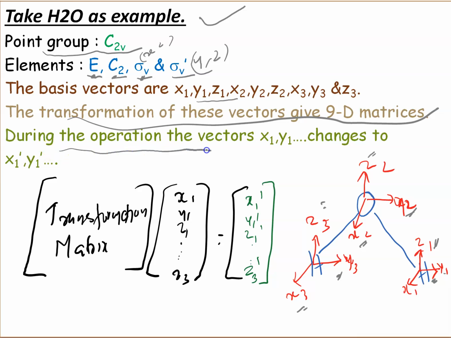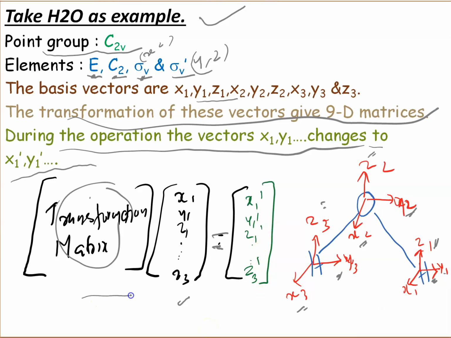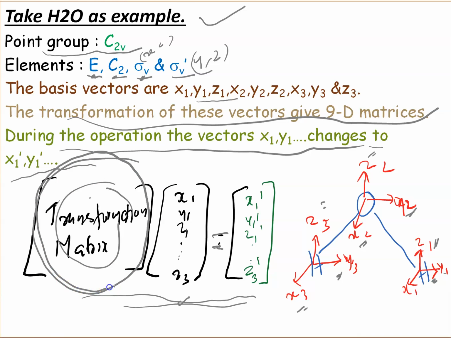During the operation, the vectors x1, y1, z1, etc. change to x1 dash, y1 dash, z1 dash, etc. So we can write an equation like this. That is, we get a transformation matrix here. The basis vectors x1, y1, z1, up to x3, y3, z3, are equal to x1 dash, y1 dash, z1 dash, up to z3 dash, and this is a matrix equation. So we want to construct this transformation matrix.